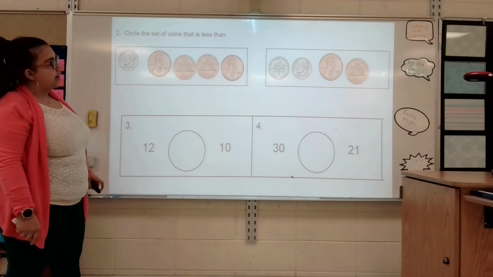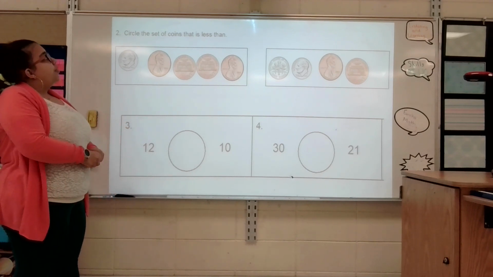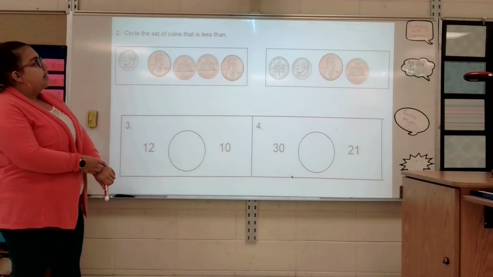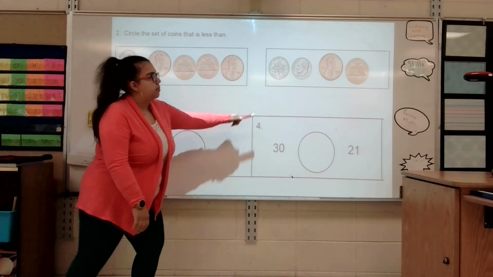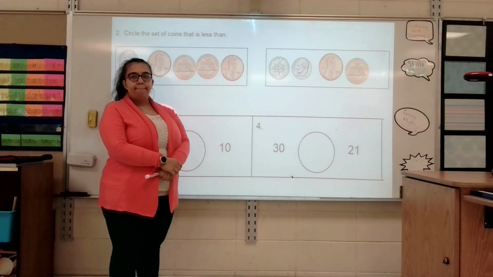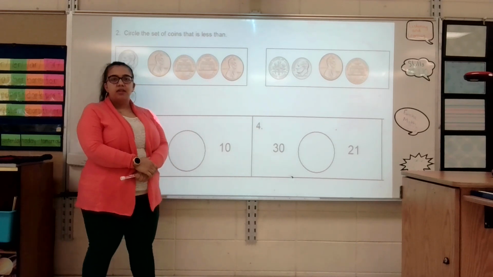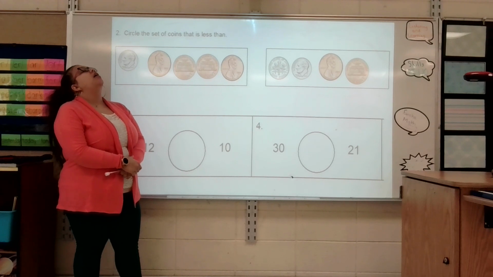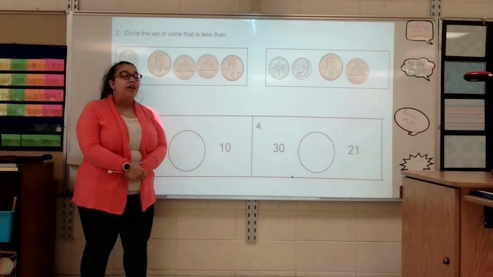Okay, so this time we're going to do some greater than, less than comparisons. The directions say circle the set of coins that is less than. Well, there's more coins over here, so this one must be less, right? But there's 5 coins here and 4 coins there.